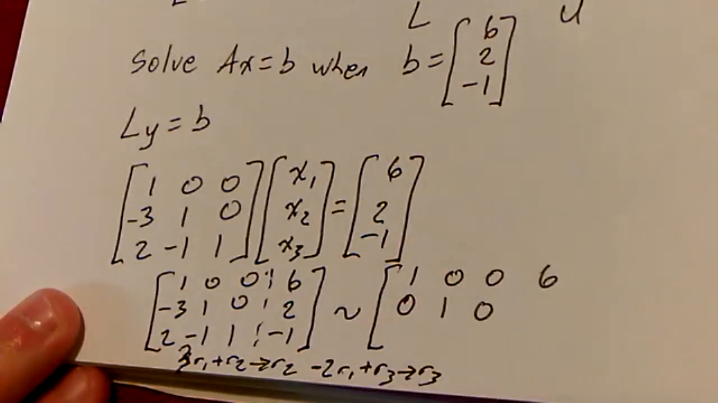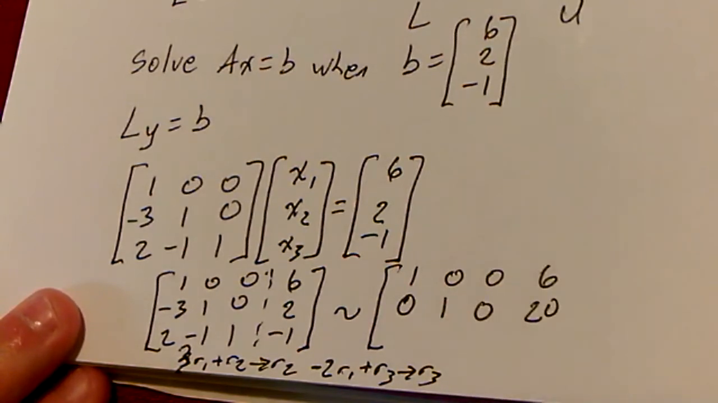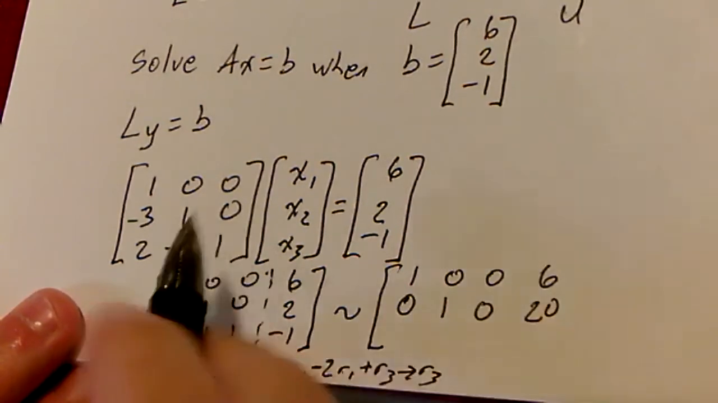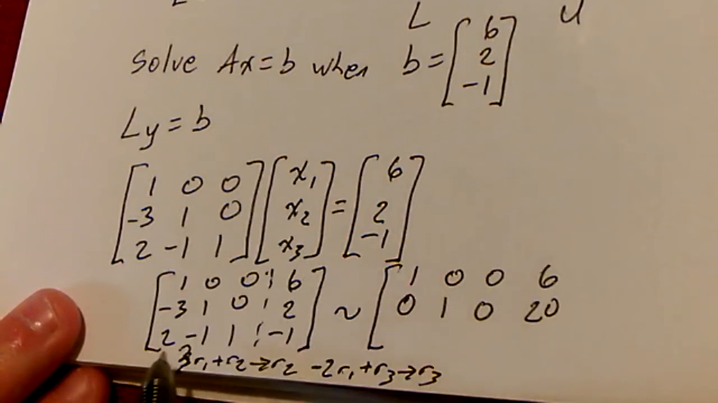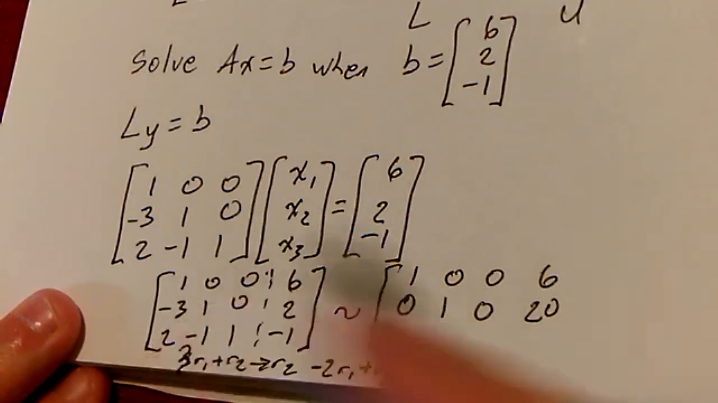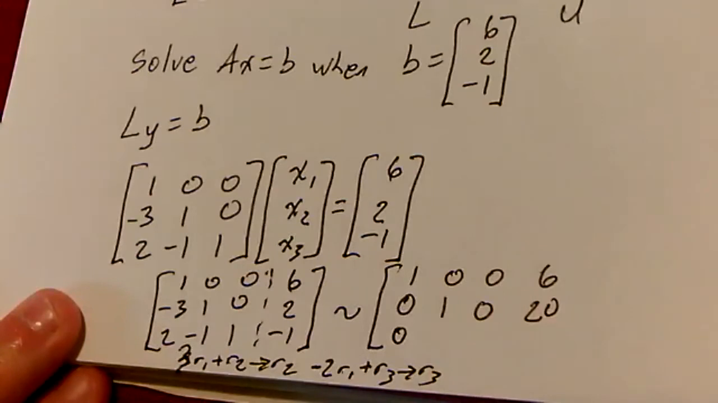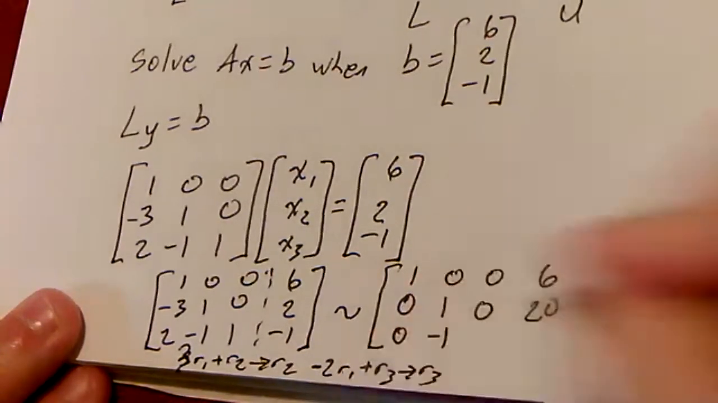I multiplied 6 by 3 and I got 18. 18 plus 2 is going to be 20. That's 3 times 6 plus the 2 here. Going down to the next row now, I'm multiplying by negative 2. So negative 2, 1 and 0, 1 and 2 and negative 2 is going to be 0. 0 and negative 1 is going to be negative 1.